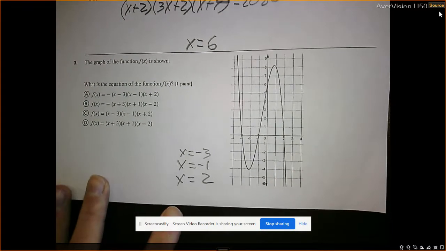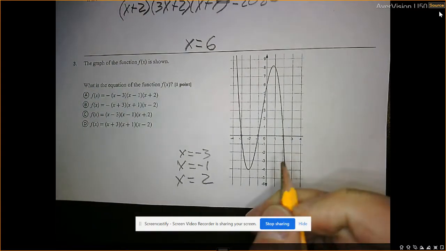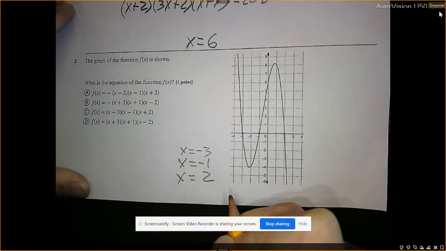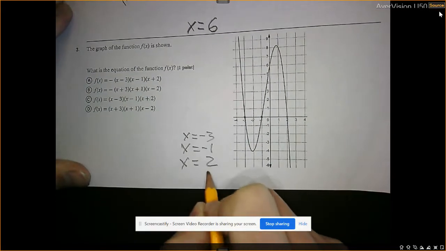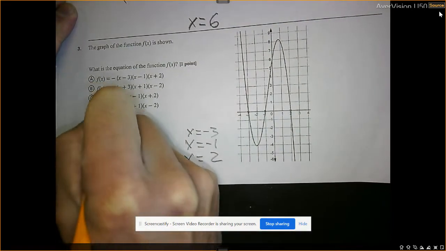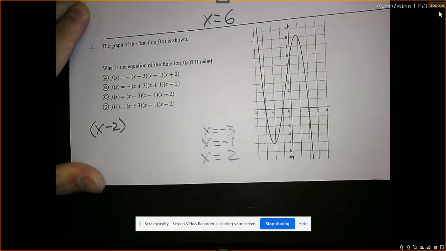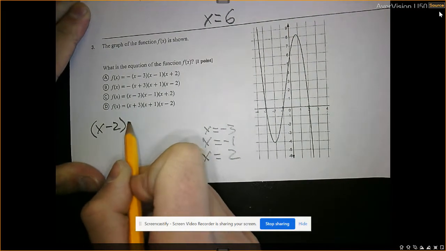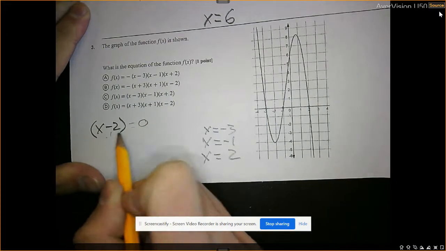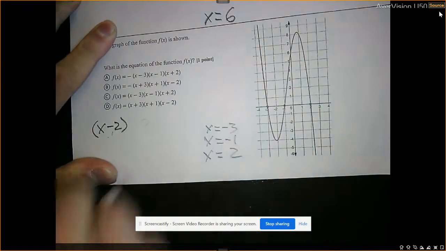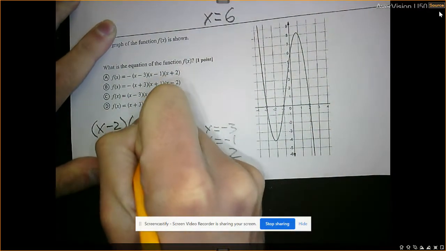Okay, so those are my zeros. And if those are going to be my zeros, I have to think, okay, well then, what's going to give me x equals 2? That is x minus 2. Because if I were to solve for x here, like if I set this equal to 0, I would have to add 2, that'll give me x equals 2. Okay, what's going to give me x equals -1?